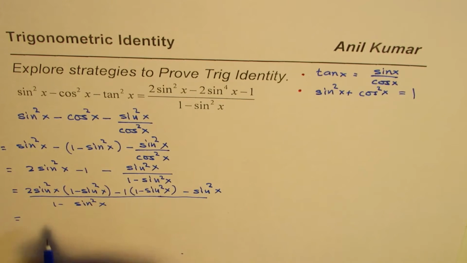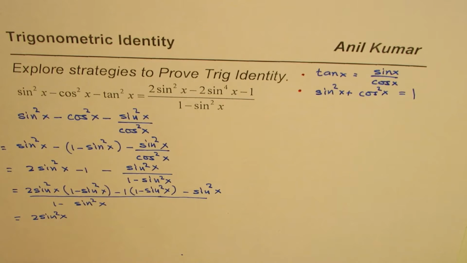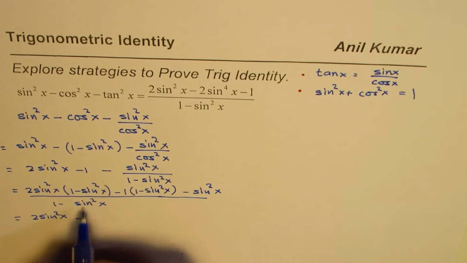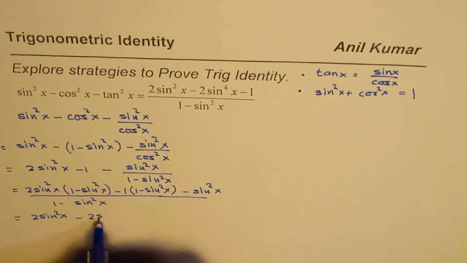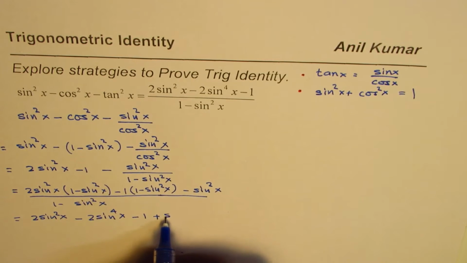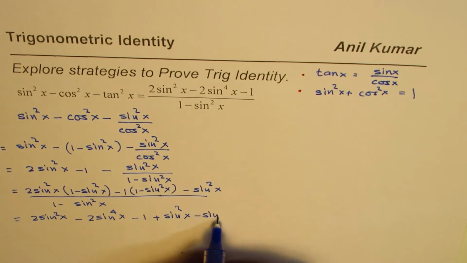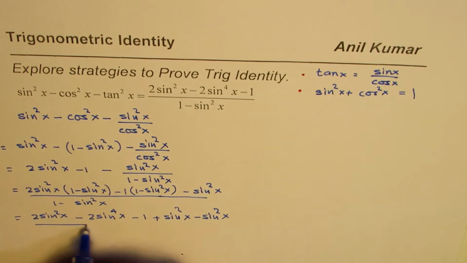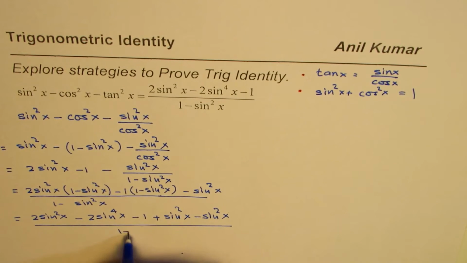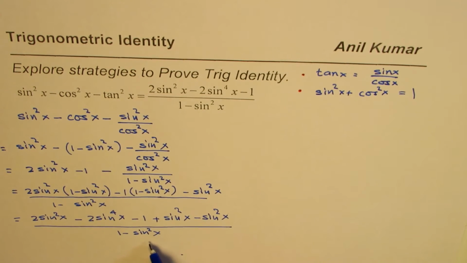Let us open these brackets. 2 sine square x, and that gives me a power of 4, 2 times sine to the power of 4x, minus, all the signs will change, minus 1 plus sine square x, and this is minus sine square x. Everything is divided by 1 minus sine square x. So we have the same denominator as expected.